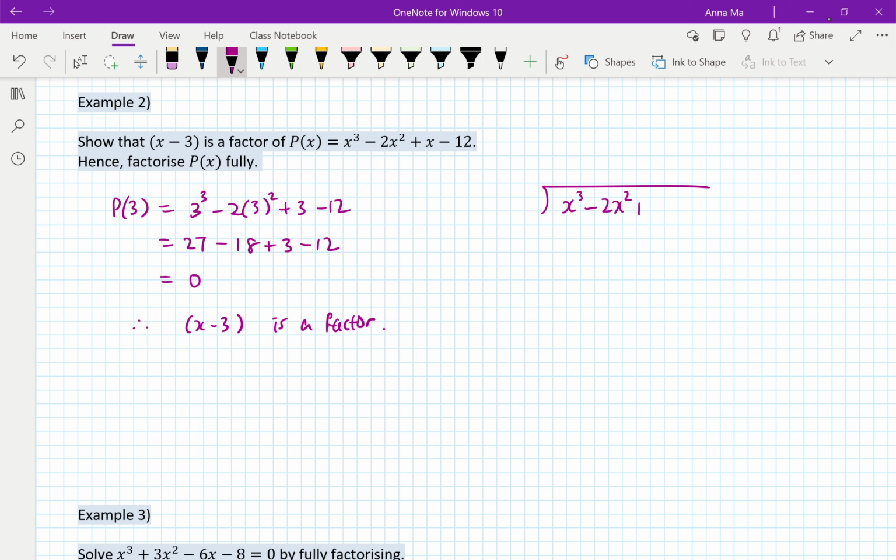Let's do a quick revision of the long polynomial division. X minus 3. So matching the terms, x squared. I get x cubed minus 3x squared. Subtract. x squared plus x minus 12. Match the term, plus x, which gives x cubed minus 3x. Subtract.